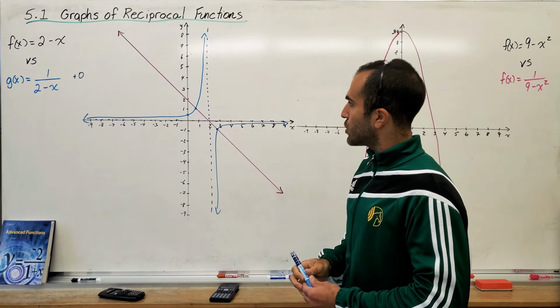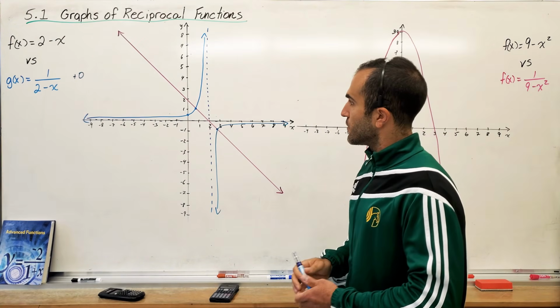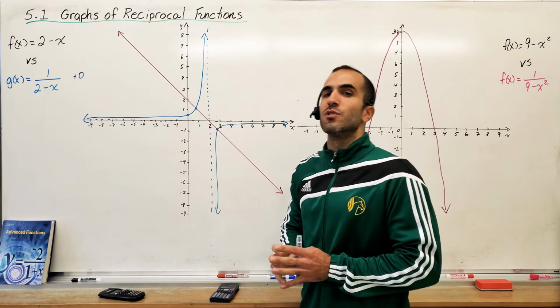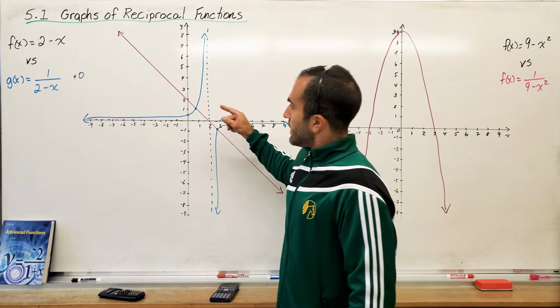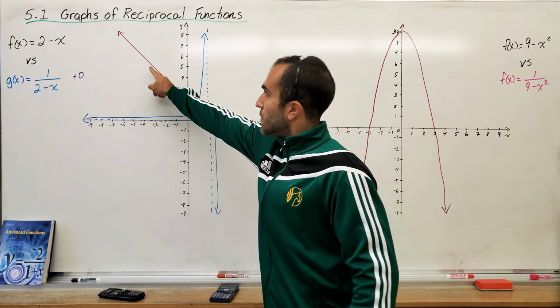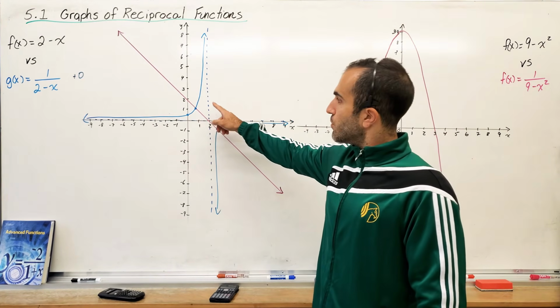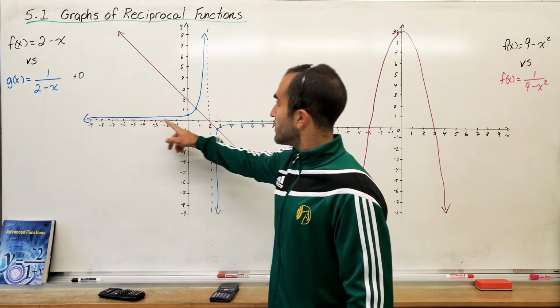Okay, the graph approaches the asymptotes, and this is graphed. Now let's take a look at the intervals of increase and decrease. This one is decreasing from right to left. But look at the blue line. It's increasing from right to left.